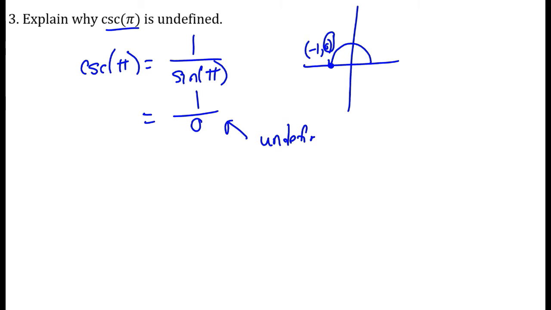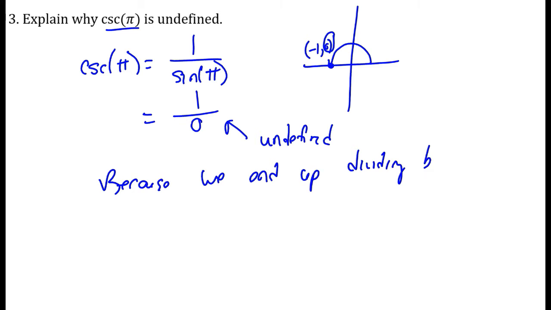That's why it's undefined, because we end up dividing by 0. That's why cosecant is undefined, because the sine of pi is 0. We say pi is not in the domain of cosecant. You cannot put pi into the cosecant function.